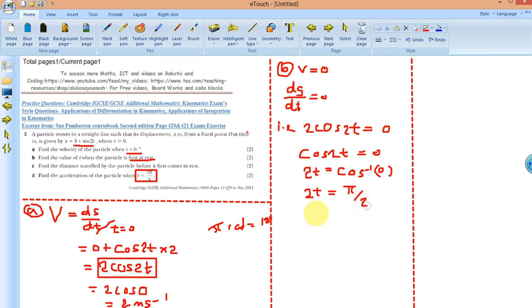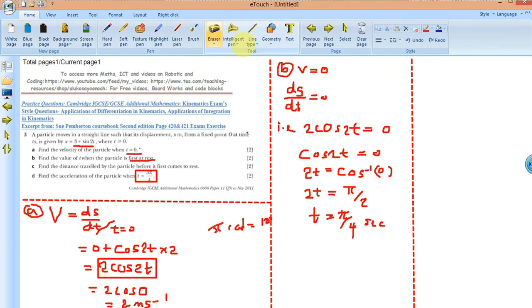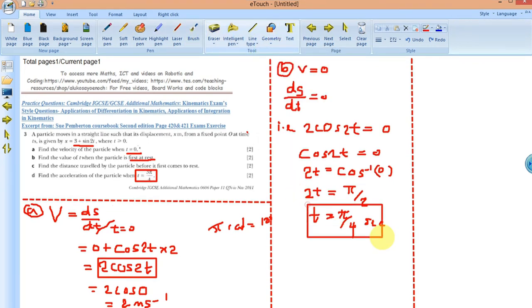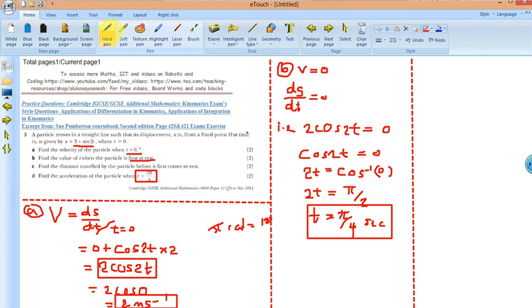Now I can go ahead. So what is my t? Divide both sides by 2. So that will be pi over 4 seconds. Pretty cool, right? That's the solution. Let me just put my solution in a rectangular box. So this is the solution to B, and this is the solution to A. This one is just for reference, guys. So let's go ahead to the next one to complete that task.